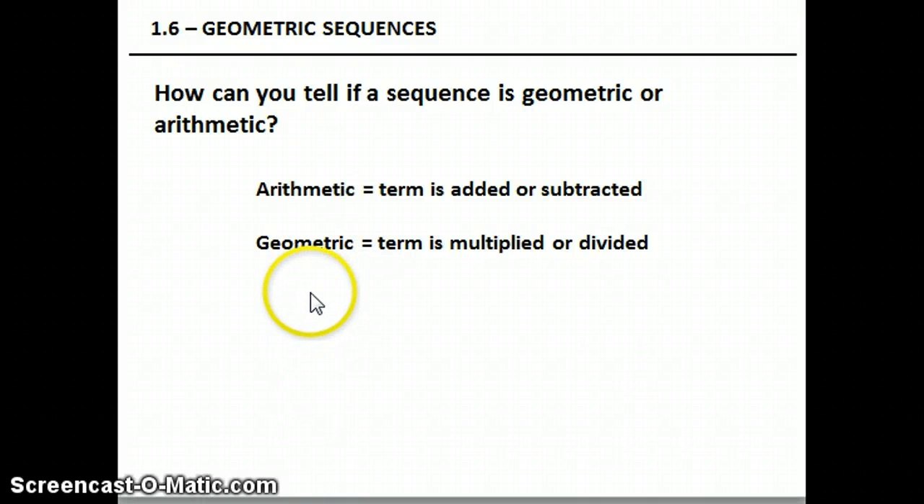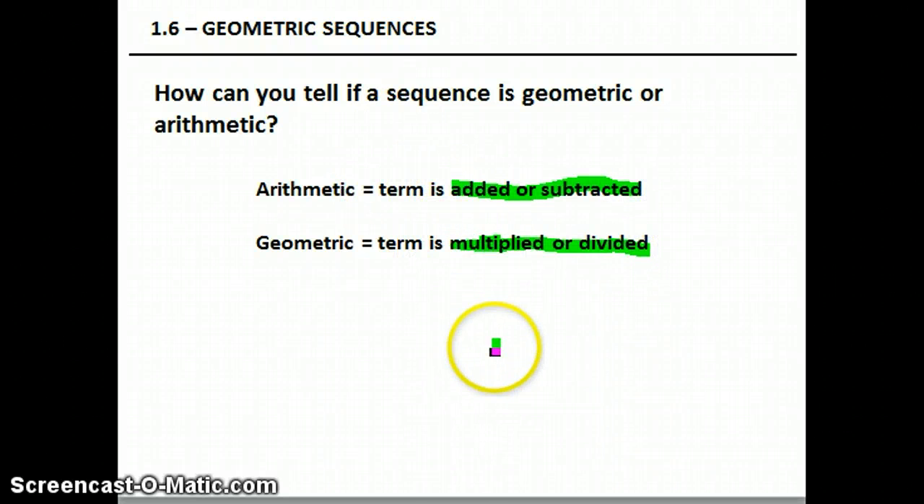So how can you tell if a sequence then is geometric or arithmetic? Well, it's really quite simple. It all depends on whether it's added or subtracted, or multiplied or divided. If it's added or subtracted, then you know it's arithmetic. If it's multiplied or divided, you know it's geometric.